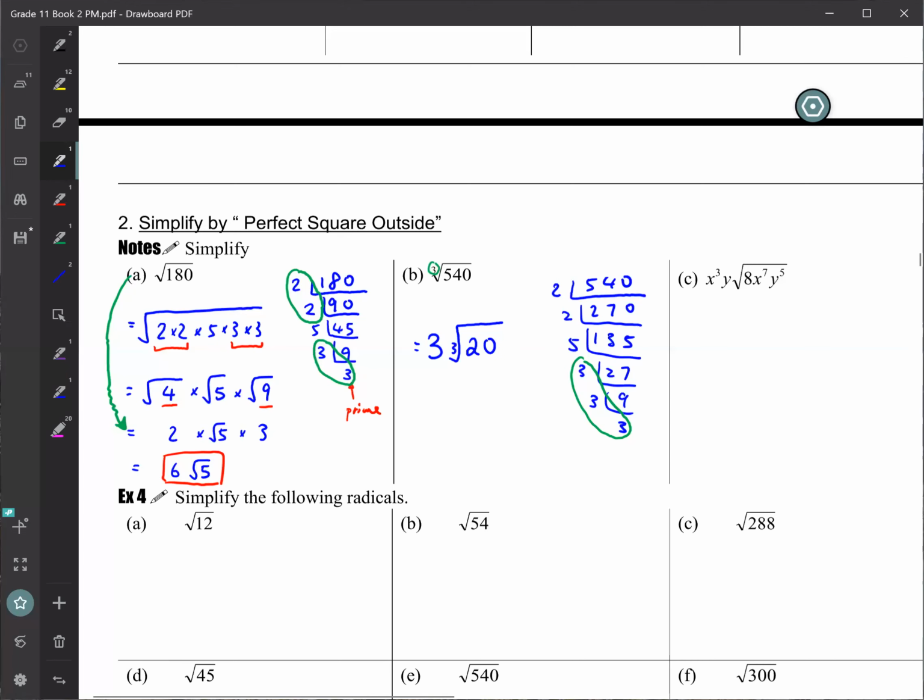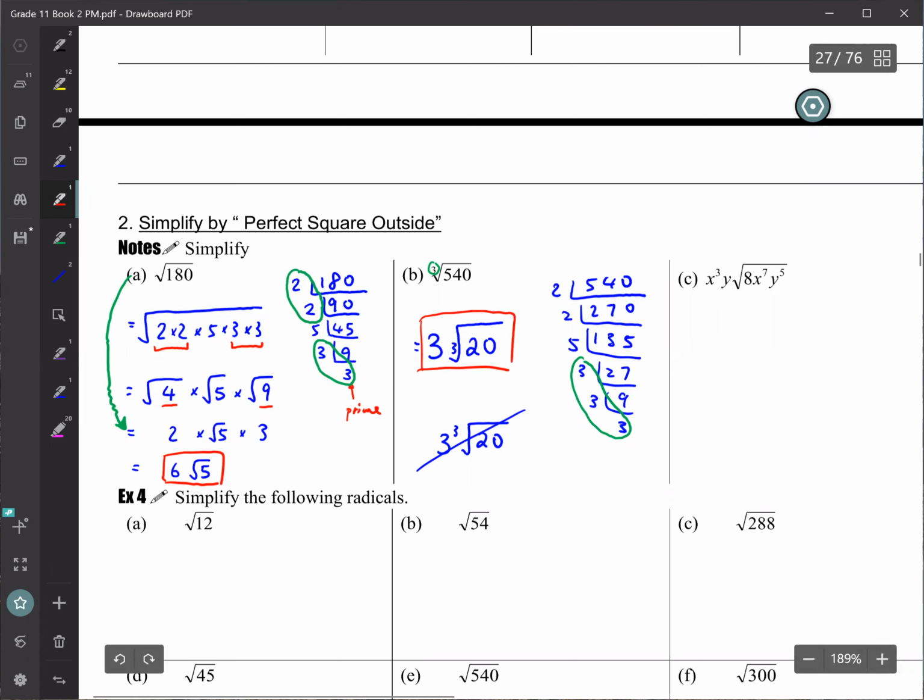Okay, so remember when you write your answer, for your homework, please do not write it like this. Your cube root, make sure it goes with the root. Don't put it with the outside number. Okay, so that will be your final answer. So if it's a square root, you need a pair. If it's a cube root, you need triplets.